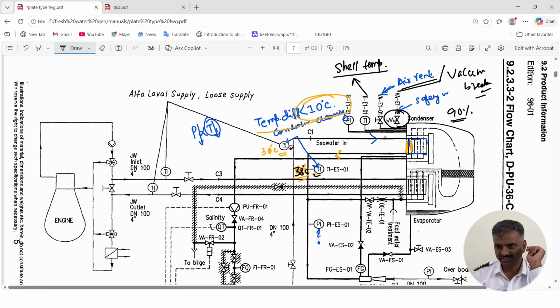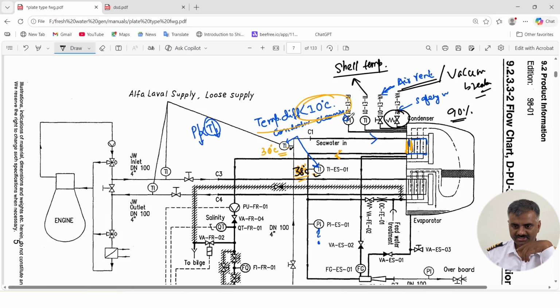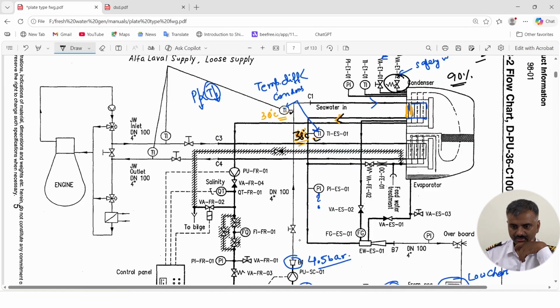Then you have a pressure indicator also. What is the pressure of the shell pressure? You can see over here, P1E1 is a vacuum gauge. Sorry, this is a vacuum gauge. So here is where you will see the vacuum present in the freshwater generator. Whatever vacuum you have in the freshwater generator, you will see over in this section. Now we come to this section.